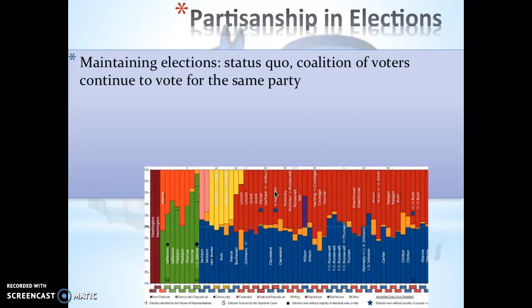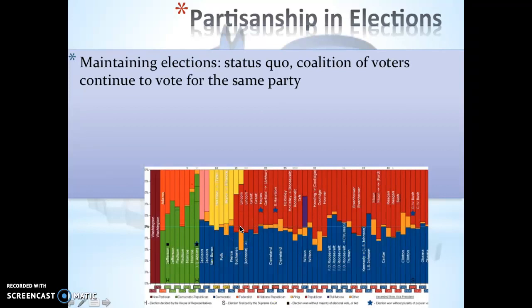you'll see periods of maintaining elections. That's when a coalition of voters continue to vote for the same party, so the same party continues to win the presidency. Status quo is maintained. Generally, you're going to see this when you have low voter turnout or if people are complacent, people are happy. If people are happy and they're retrospectively voting, then you're going to see maintaining elections.